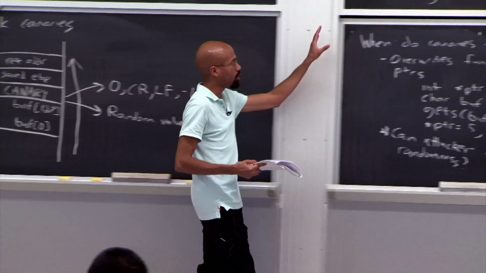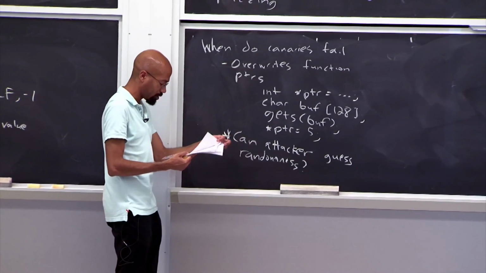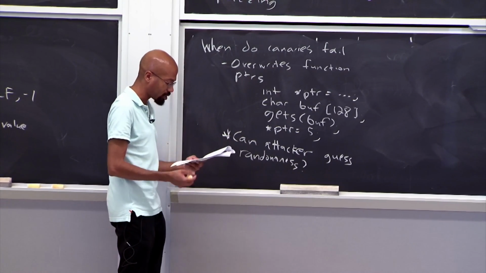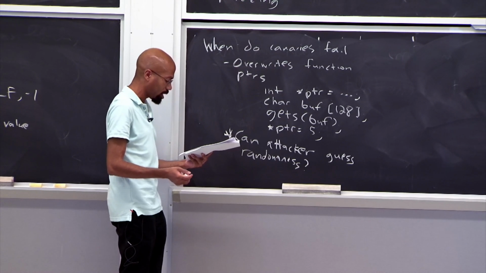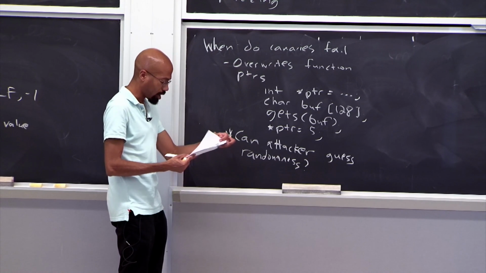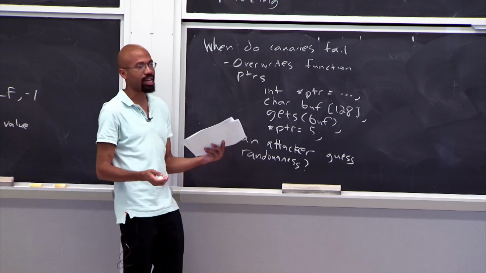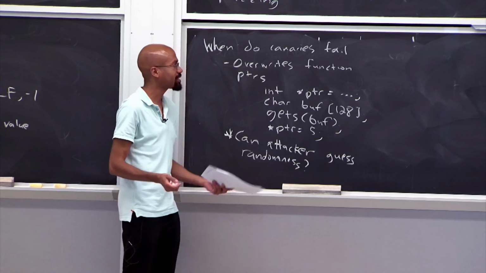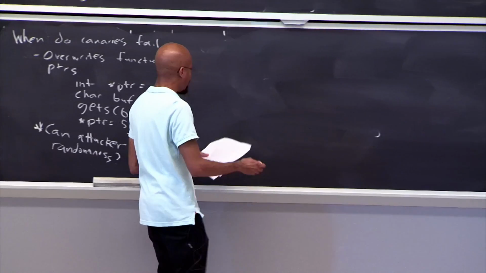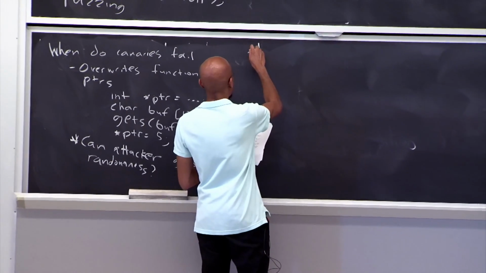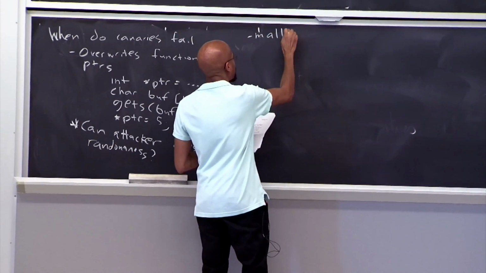All right, so those are some situations in which the canary can fail. There are some other places in which it can fail too. For example, one way that it might fail is with malloc and free attacks. This is sort of a uniquely C-style attack. So let's see what happens here.